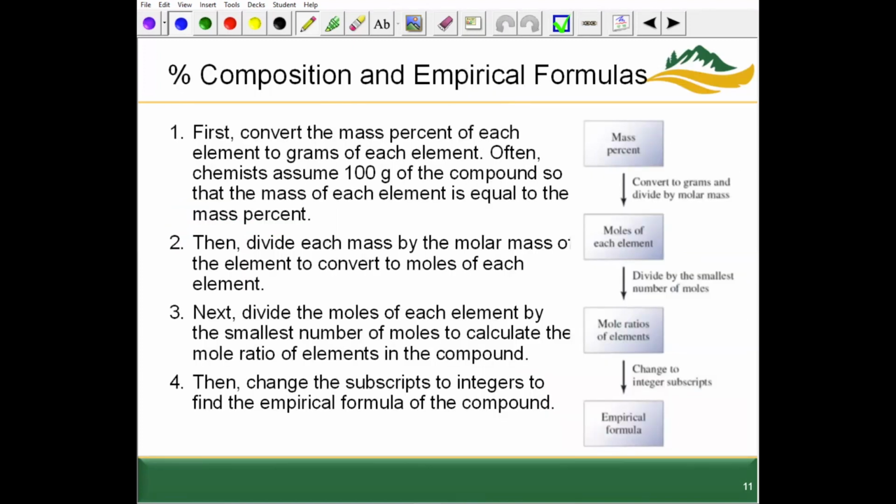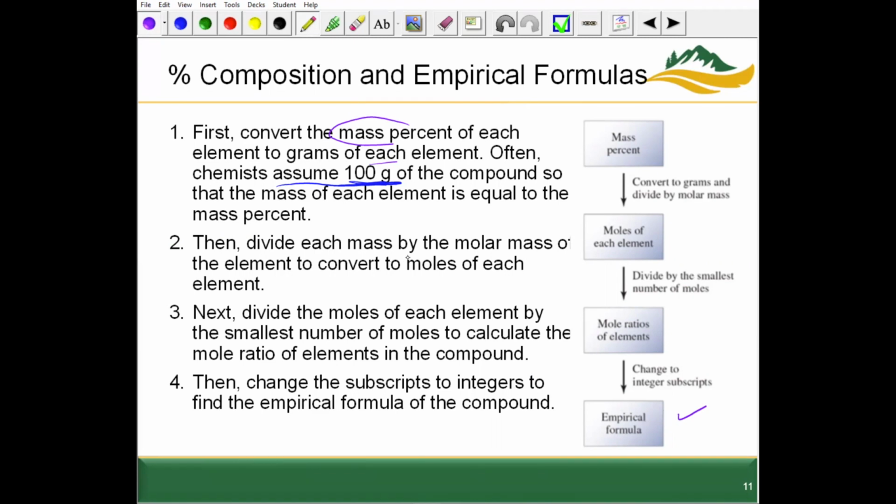So I was mentioning how we should also conveniently assume we have 100 grams of the compound in total. So we're going to do a practice problem using this convenience factor now. So we're going to first convert the mass percent of each element into grams of each element. So this is when we're starting out with a mass percent, and we want to end up with an empirical formula. So we're about to do an example with this.